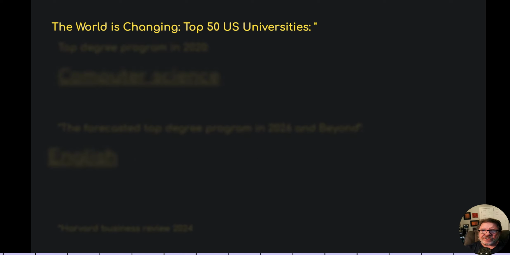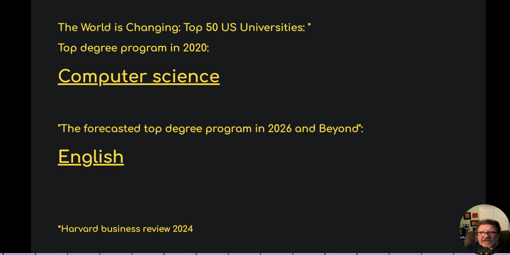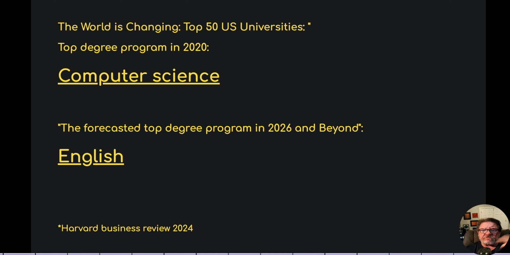So the world is changing, right? The top 50 universities in 2020, their top degree program was computer science. Now, it's forecasted that the top degree program in 2026 and beyond will be English. Why is that? Artificial intelligence uses the coding language of English. That's why it's called an LLM, a large language model.